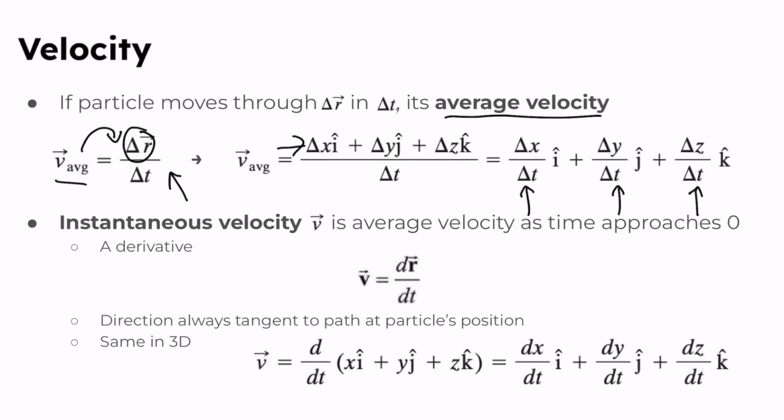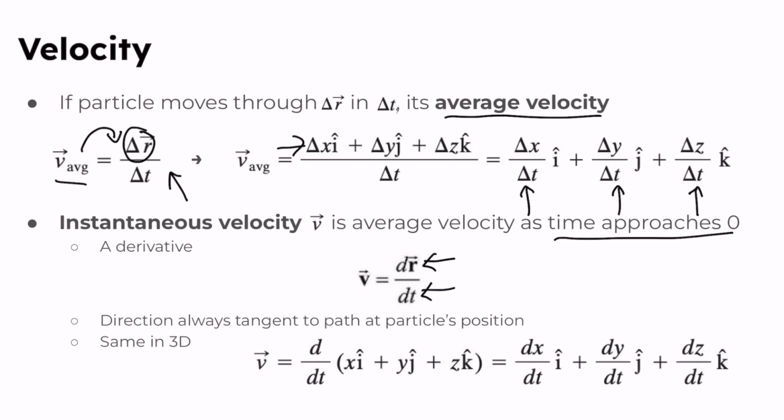Usually when we speak of the velocity of a particle, we mean the particle's instantaneous velocity at a certain instant in time. This is simply the value that the average velocity would have if the change in time approached 0 about that instant. If we look into calculus, we can write the instantaneous velocity as a derivative, which is the derivative of the displacement or position with respect to time.